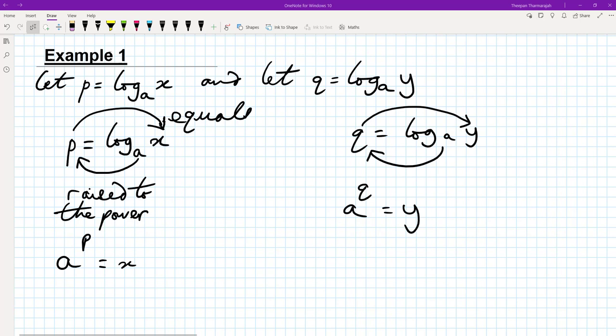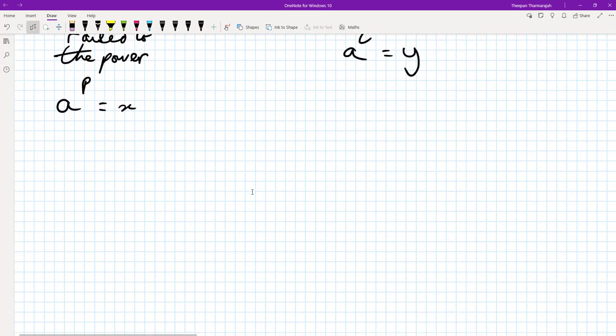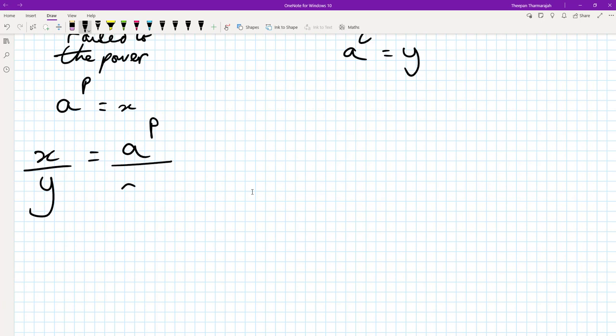Now to prove the second law. Everything's the same as before. We say P is log base A of X, Q is log base A of Y. So we go from log to exponent form, which is A to the power of P equals X, and A to the power of Q is Y, as previously shown. So this time, what would be X over Y? Well, X is A to the power of P and Y is A to the power of Q. Now we know from the laws of indices, that's A to the power of P minus Q. So we can say X over Y is equal to A to the power P minus Q.